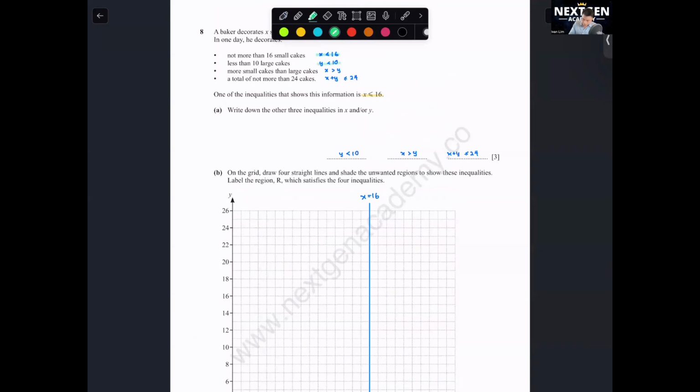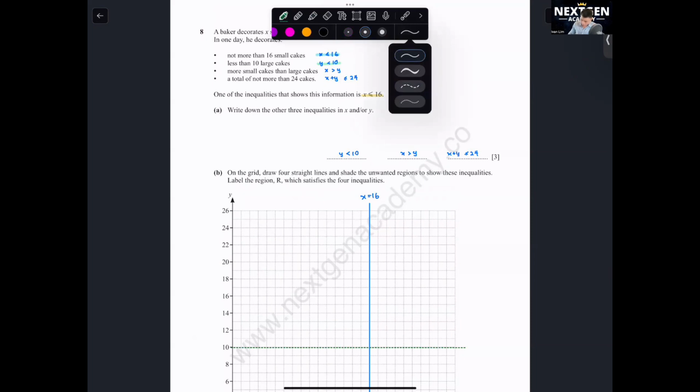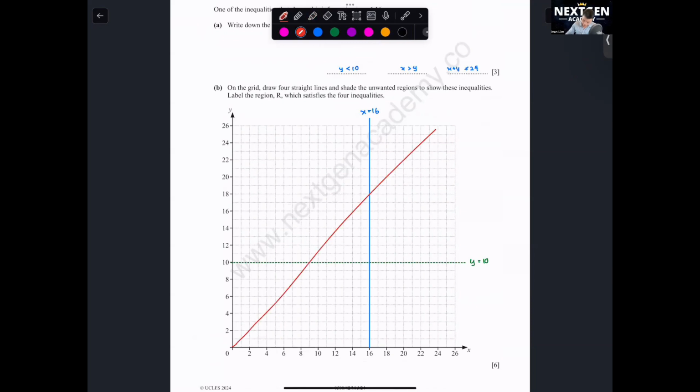Second one, y less than 10. This one has no equal symbol, so this one will be a dotted line. And this will be a horizontal line. So y equals 10. The next one, let's do this in red color. x equals y, or y equals x. This will be a symmetrical line right down the middle of the graph. This is x equals y.